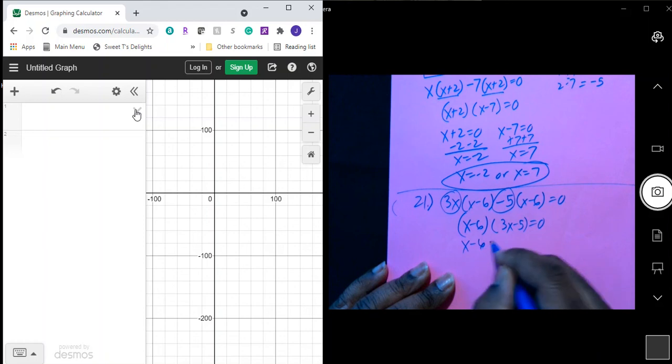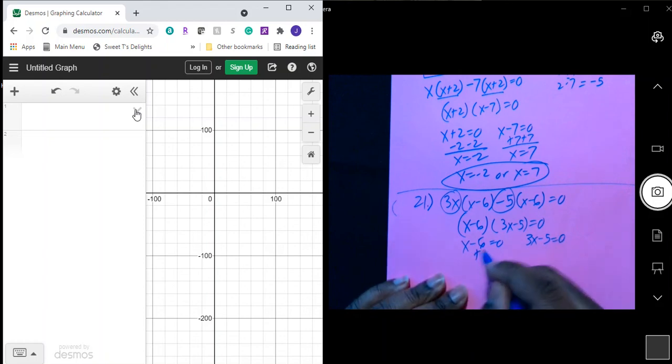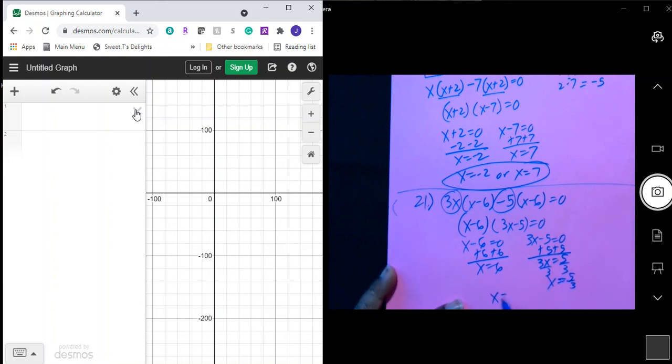So x minus 6 is equal to 0, and 3x minus 5 is equal to 0. We'll add 6 on both sides, and x equals 6. And then we will add 5 on both sides, and 3x is equal to 5. Divide each side by 3, and x is 5/3. So our answer here would be x equals 5/3, or x equals 6.